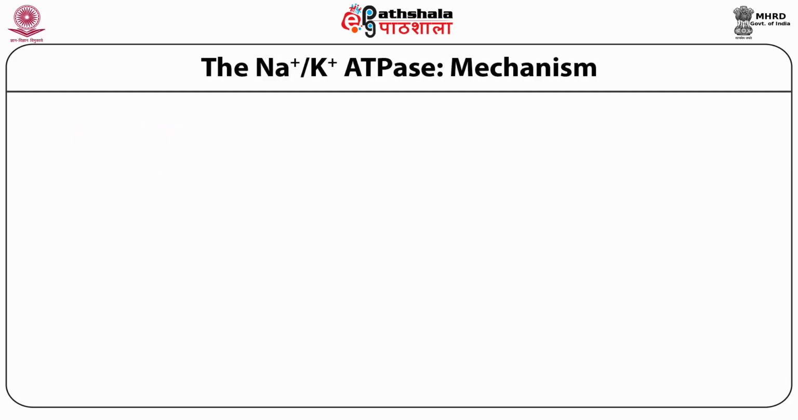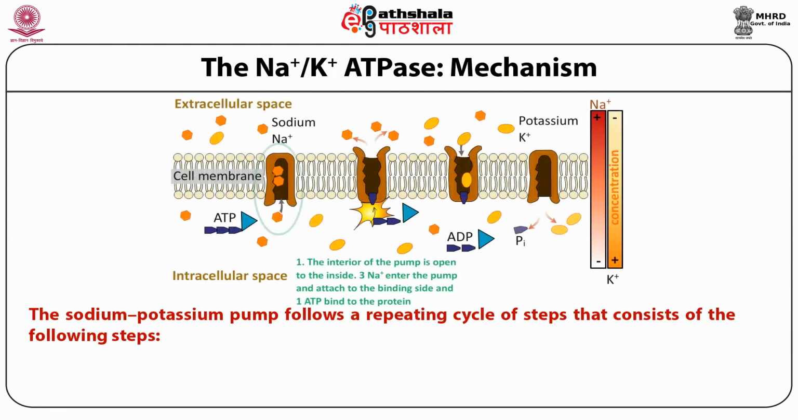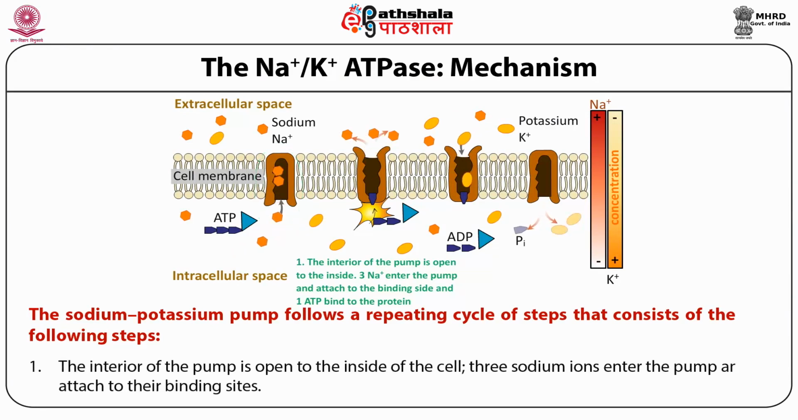Sodium potassium ATPase: how it works, the mechanism of action. This pump follows a repeating cycle of steps. The first step: the interior of the pump is open to the inside of the cell, and 3 sodium ions enter the pump and attach to their binding sites, and 1 ATP binds to the protein.